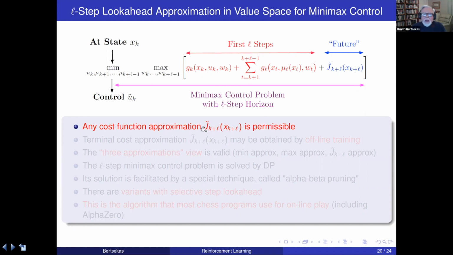Now, in general, any J tilde function is permissible, including ones that are obtained by forms of offline training. You may get some data from which to construct this approximation using a neural network, for example, or you may solve a related problem. Anything that we have learned about constructing J tilde functions for the stochastic case applies also to the minimax case.